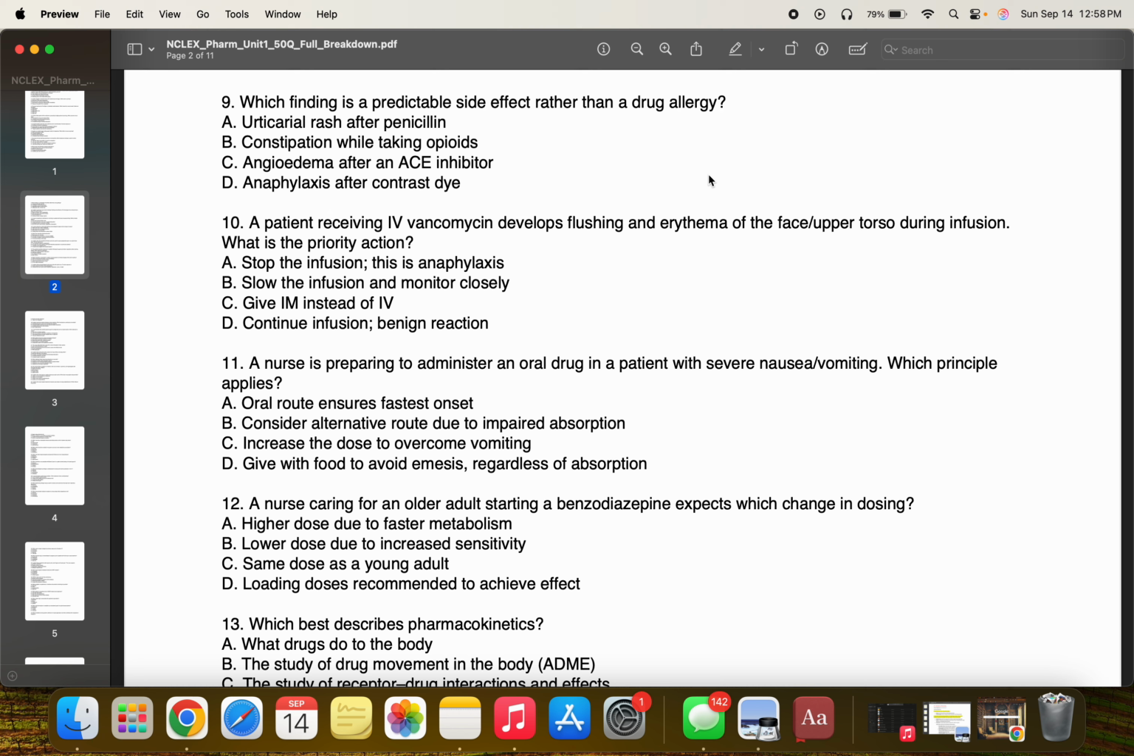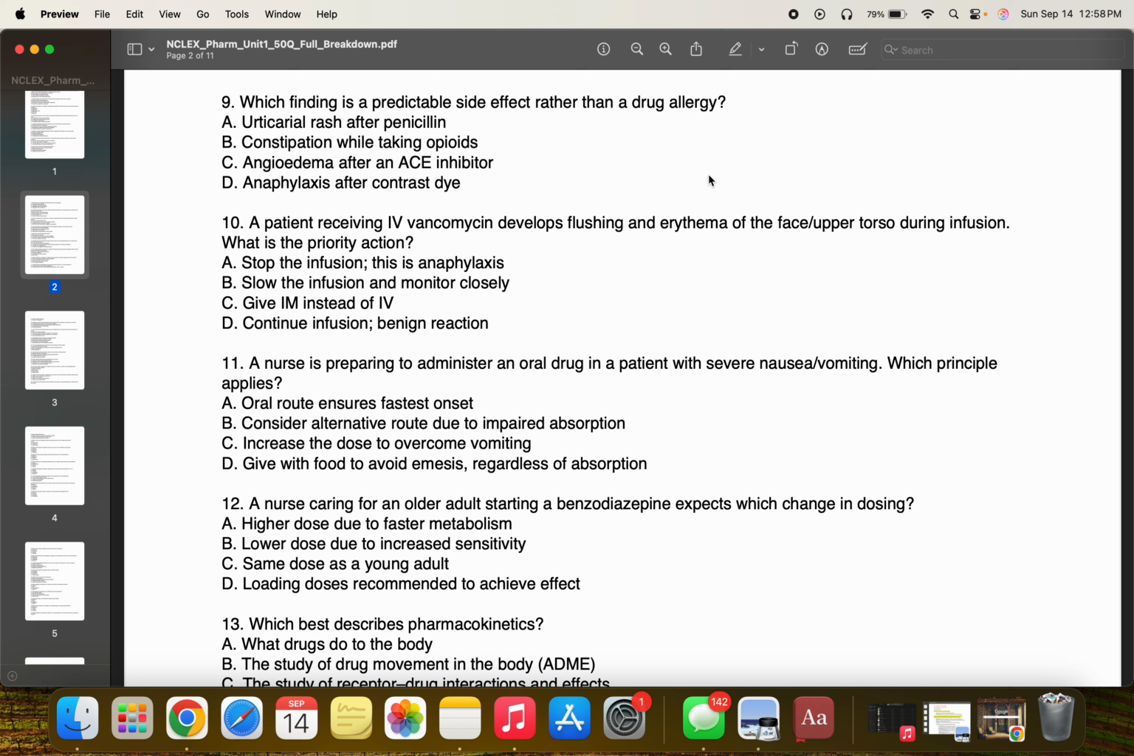This is one of those things where you can eliminate all the other questions. Stop the infusion, this is anaphylaxis. This is not. That requires swelling of the face, swelling of the tongue, really kind of like a respiratory issue. Give IM instead of IV. That does nothing because, I mean, maybe it would in some imaginary world where it's going through absorption, maybe it would go differently, but no, that's not the answer. Continue the infusion, benign reaction. That's going to be the answer, never.